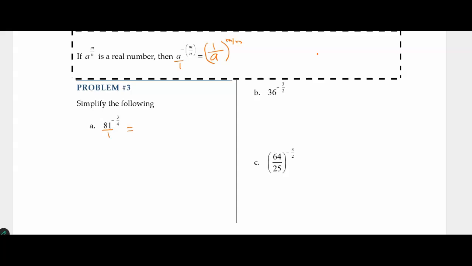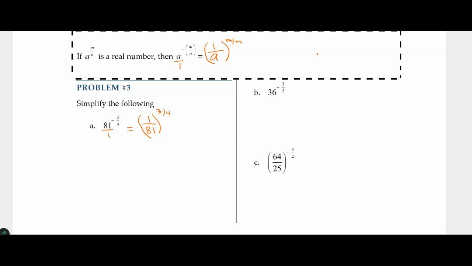Okay, so let's try it on this one. So again, I've got a negative exponent, so I've got to flip my base. So I need to have it as 1 over 81. And then this is all raised to the 3/4 power. All right, so notice that your -3/4 just changes to 3/4.